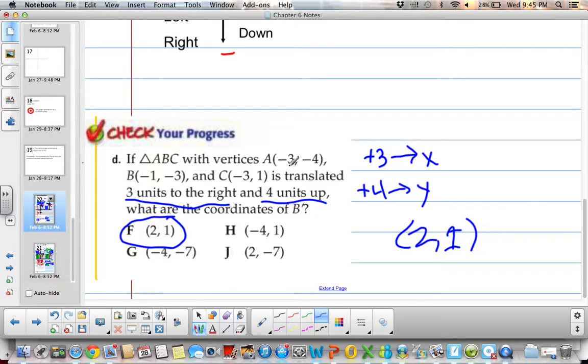Okay, and we could do the same thing to A and C. To get our new coordinates, we would add 3 to our X's and 4 to our Y's. So our new coordinate then for A prime would be -3 plus 3 would be 0, -4 plus 4 would be 0. And then C, -3 plus 3 is 0, and 1 plus 4 is 5, so C prime then would be 0, 5.